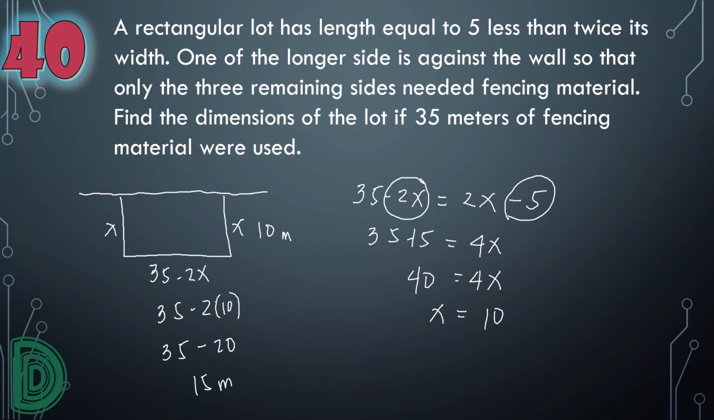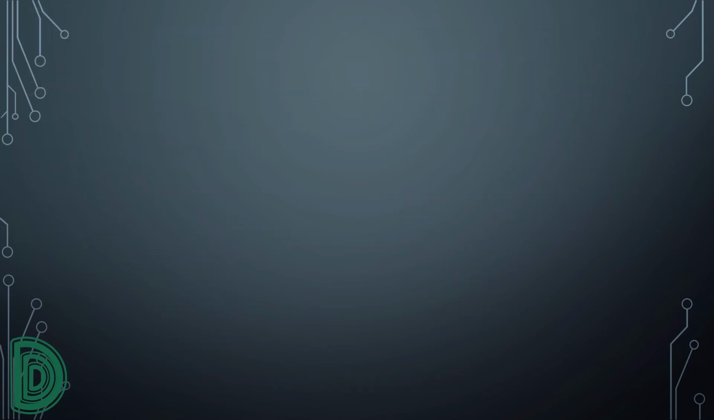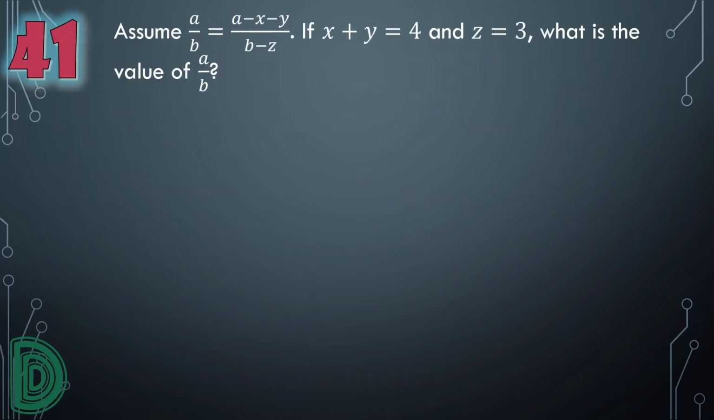Therefore, the dimensions are 10 meters by 15 meters. Number 41. Assume a over b equals (a minus x minus y) over (b minus z). If x plus y equals 4 and z equals 3, what is the value of a over b?